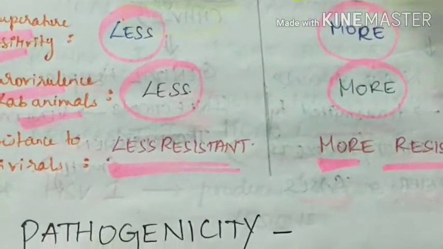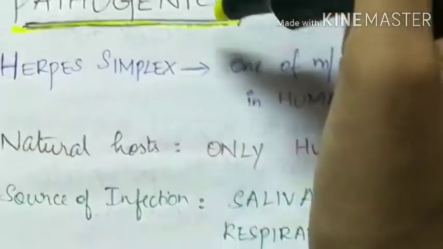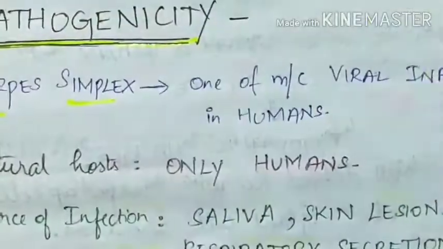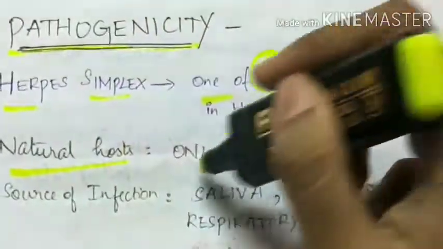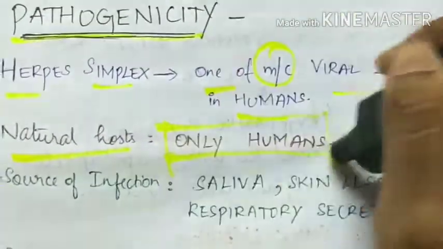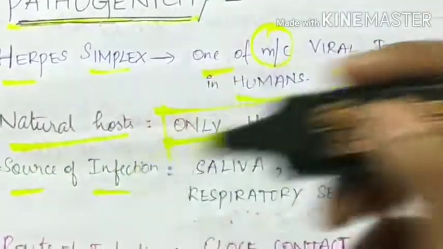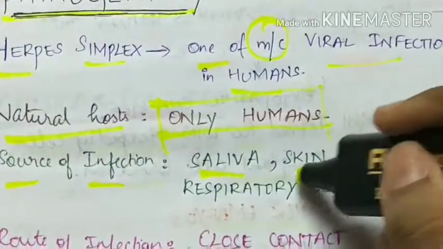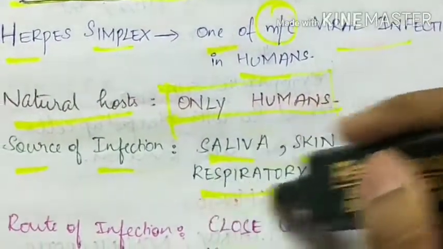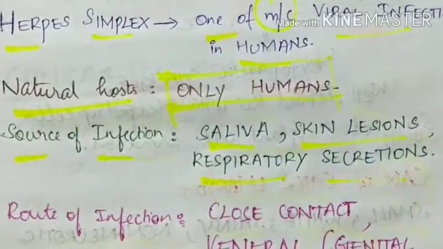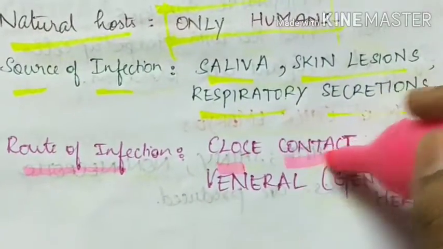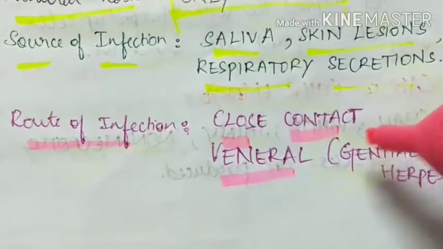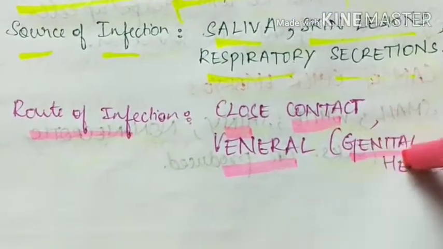Coming to the pathogenicity. Herpes simplex is one of the most common viral infections in humans. The natural hosts are only humans, and the sources of infection include saliva, skin lesions, and respiratory secretions. The route of infection is by close contact or venereal. Venereal transmission is seen in genital herpes.